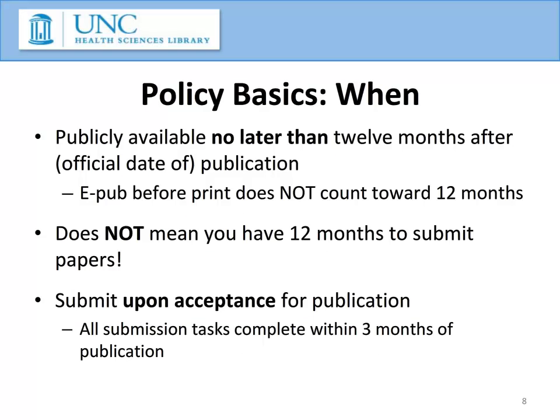When do you need to do this? The policy states that articles need to be made publicly available within 12 months of publication. This is the official date of publication, which is whenever the journal issue comes out, either in print or electronic. EPUB ahead of print does not count towards the 12 months. This 12-month timeline is another cause for confusion. It does not mean you can wait for 12 months to submit your publications. The submission should be done as soon as you get accepted for publication, because all submission tasks need to be completed within 3 months of publication. If you have to cite a published paper on your progress report and it has not yet been submitted, it will come back as non-compliant even if 12 months have not yet passed since publication.